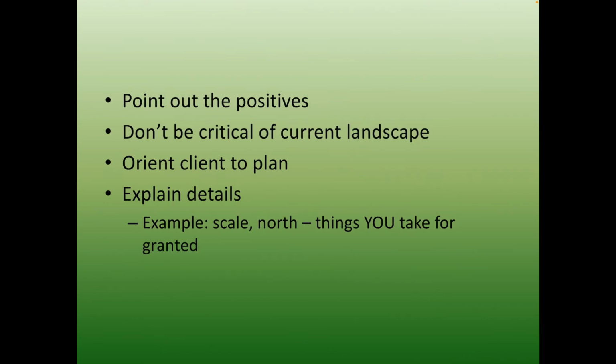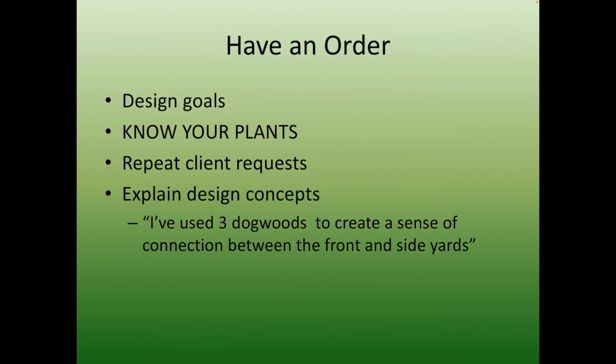So explain some of the things. Explain the north arrow, which way is north. Things that you're going to take for granted, the scale, the size of things, the three-dimensionality of the plants, the fact that you drew a red maple in a circle, but you know it's going to get to a certain size. Those are things that you can visualize in your head. Your client might not have that skill yet. So you might have to orient them to some of those things.